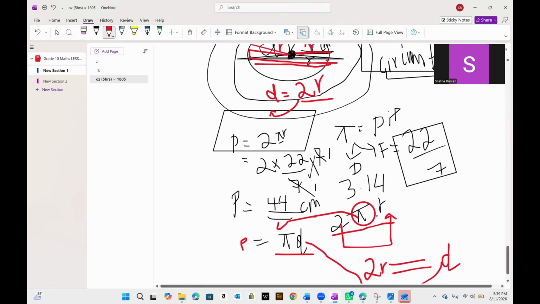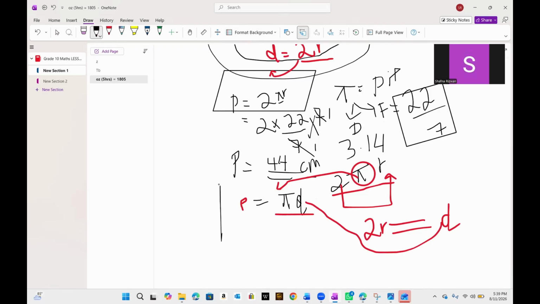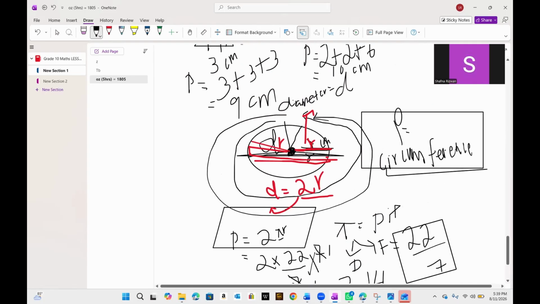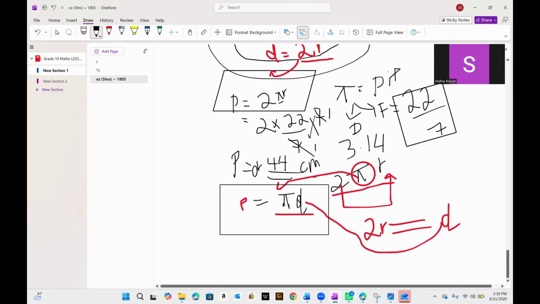So what are the two formulas to calculate the perimeter of a circle? It is basically perimeter equals to 2 pi r, or you can say perimeter equals to pi d. Did you understand? Yes.